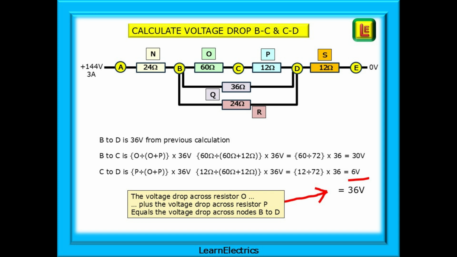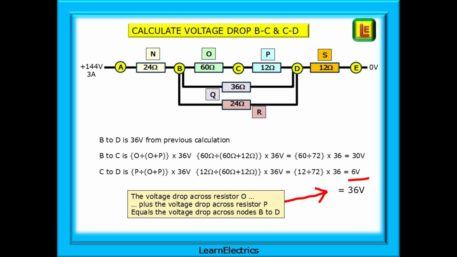Now we must calculate the voltage drops B to C and C to D for the series parallel resistor part. B to D is 36 volts from a previous calculation. B to C is the 60 ohm resistor. We find the voltage across this by dividing O by O plus P and then multiplying the answer by 36 volts. In other words, 60 divided by 72 multiplied by 36. This gives an answer of 30 volts.